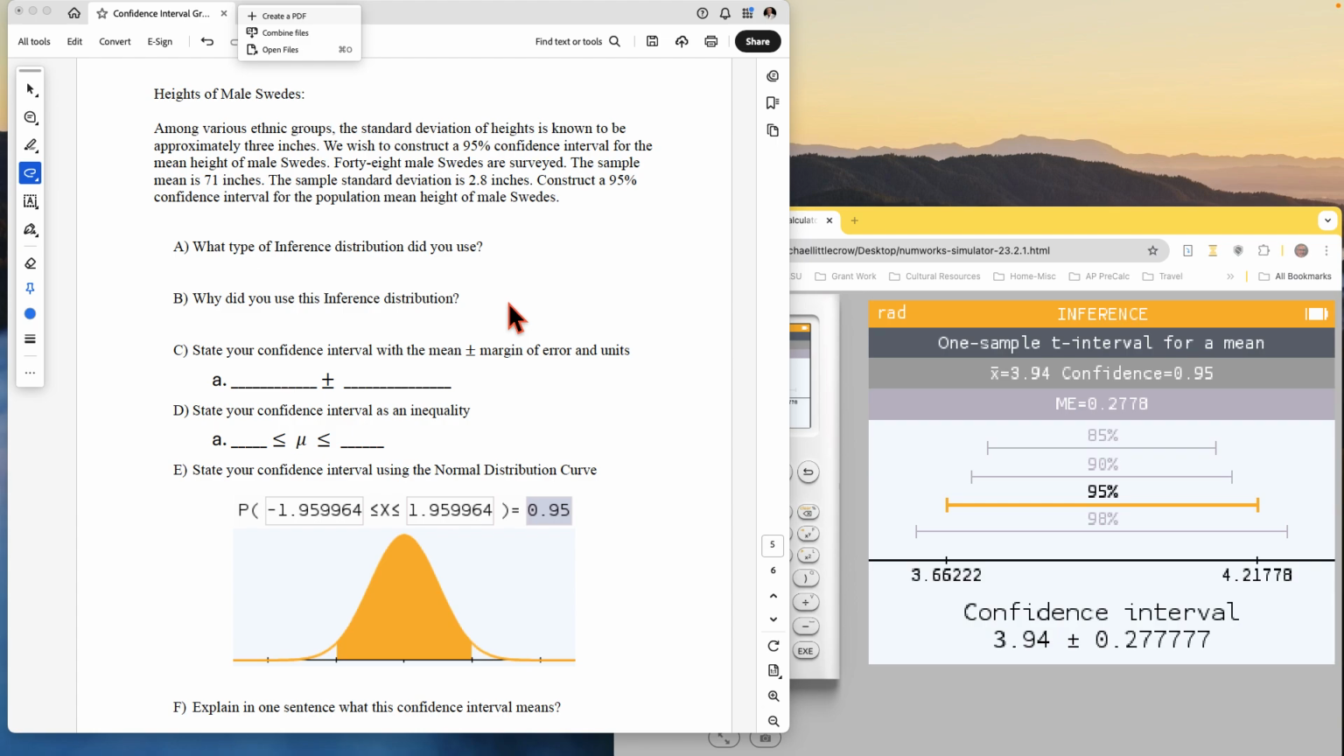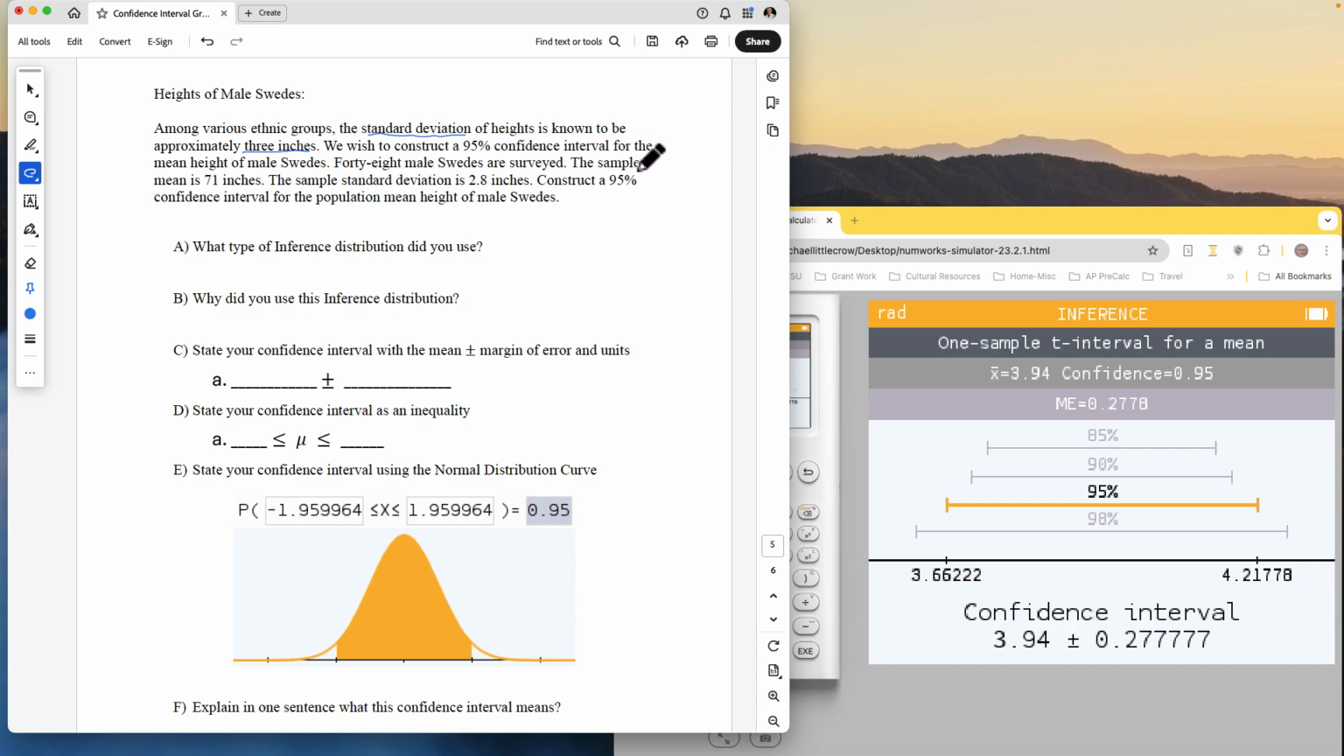I think it's the fifth question, but anyway, it's the height of male Swedes. So we read through this. Among various ethnic groups, the standard deviation of height is known to be approximately 3 inches. So this is a standard deviation, and it's coming from the population of ethnic groups. So this was a population one.